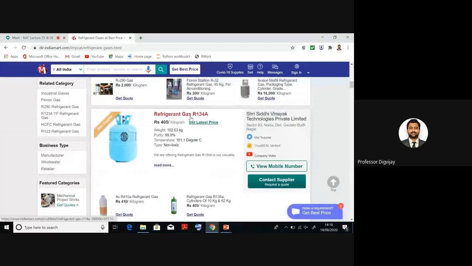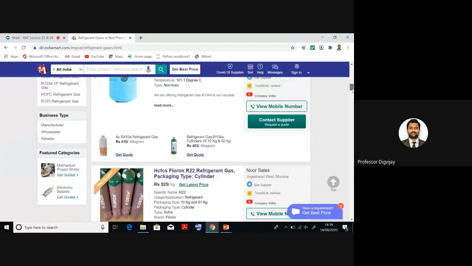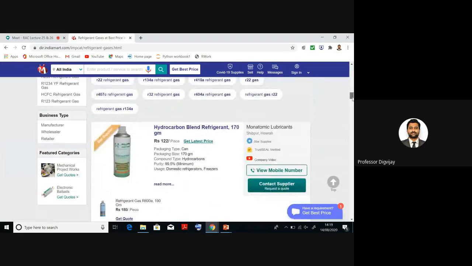If I'm using R134A, here its price is high. It is like 405 per kilogram. And the whole can weighs 102 kg. So multiply by 405, that will be the price of that total can. So it depends on weight.